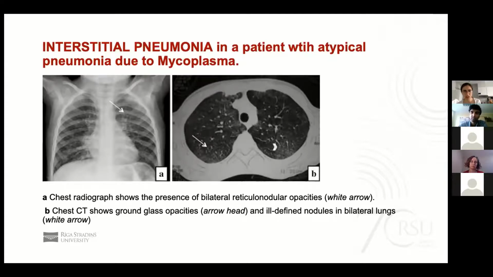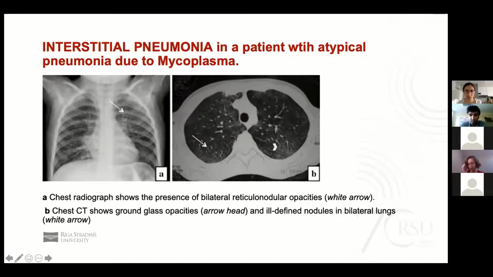In the next picture, it's the same patient, but with a CT, which shows ground glass opacities. I think this is quite a bad picture, because you can see these ground glass opacities are not very clear. These arrows are pointing, but you can see it's more even in color, and it's more whitish, like a solid light grayish area. And also ill-defined nodules.